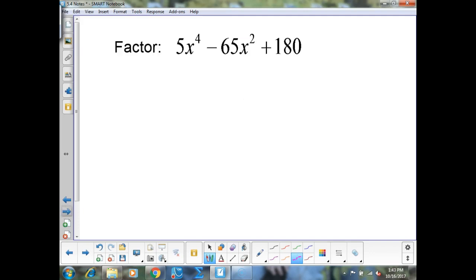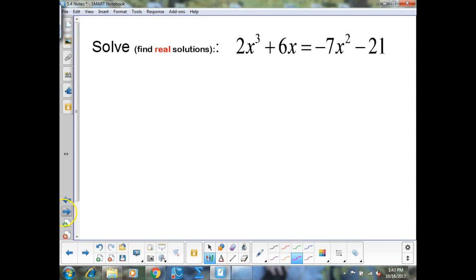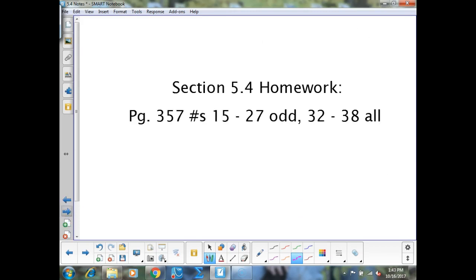Thursday, I gave you the option of homework, no homework. And you chose Monday for homework. So here is the 5.4 homework, and it will be due on Wednesday.